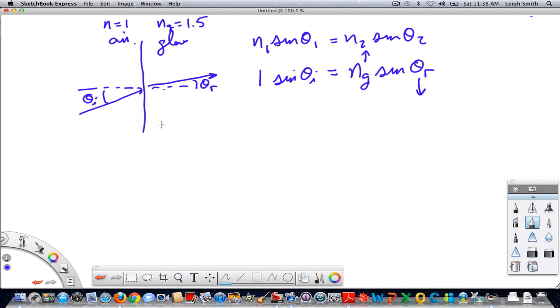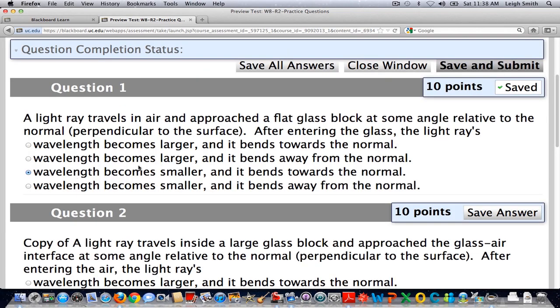And again, the idea is that since the index of refraction in the glass is larger than 1, that means that the velocity in the glass is less than the speed of light, as it normally is. And so since v is equal to f lambda, if the velocity decreases, then the lambda decreases. So the wavelength becomes smaller, and it also bends towards the normal.